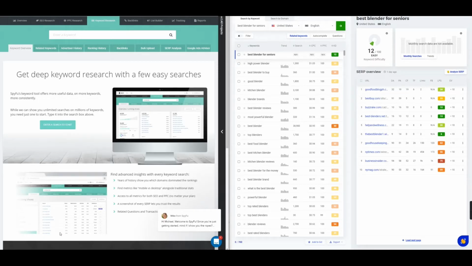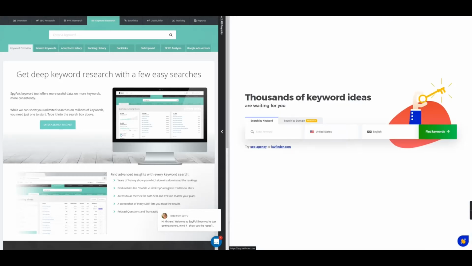Today I want to carry on my series of videos, which is trying to compare the keyword difficulty scores of some of the key tools out there. Today I am looking at, on the left hand side of my screen, Spyfu, and on the right hand side of my screen, KWFinder.